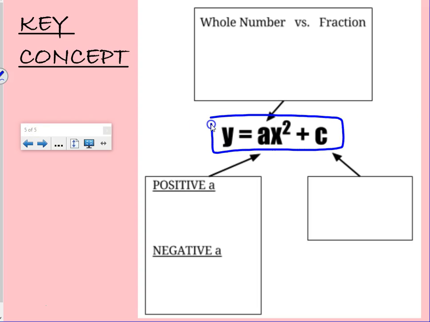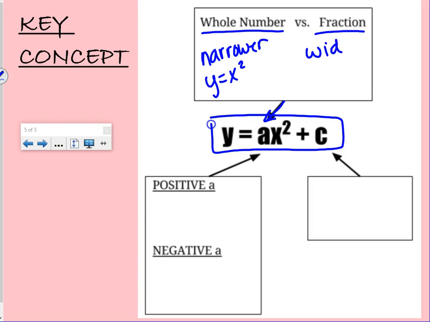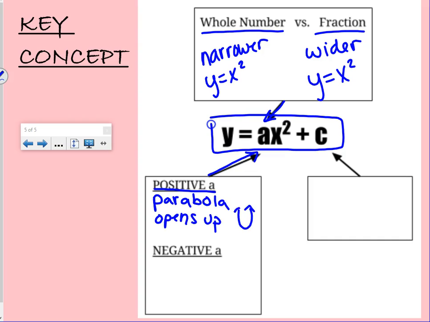So now just to summarize the different pieces of our simple quadratic function of y equals ax squared plus c. If a is a whole number, it's going to be narrower than our parent function y equals x squared. If, however, it is a fraction, then it's going to be wider than our parent function, which is y equals x squared. If we have a positive a, then our parabola will open up. If, however, it is a negative a, then our parabola opens down.